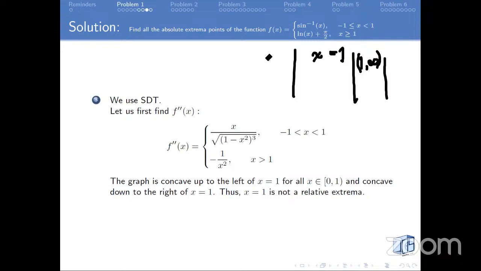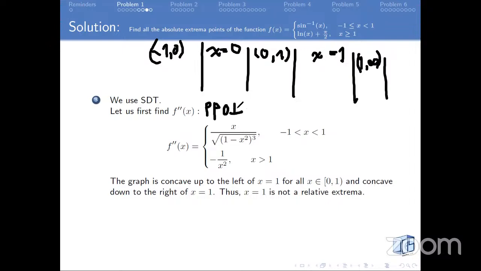So, let me just add this. 0, 1, tapos meron tayong 0 dito, x equals 0. Tapos, -1, 0. So, i-recall din na yung f double prime of x natin equals 0, yung x na yun yung possible point of inflection. So, from the open interval -1, 0, ano yung magiging characteristic ng f double prime of x.